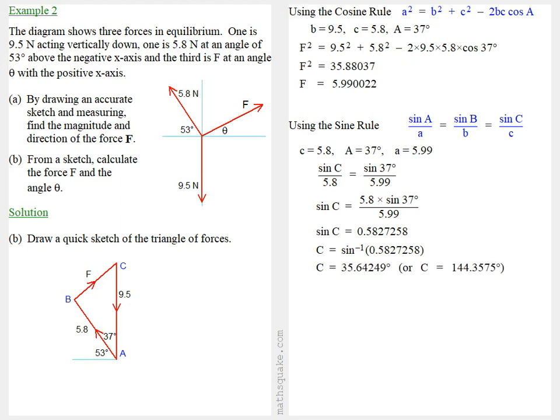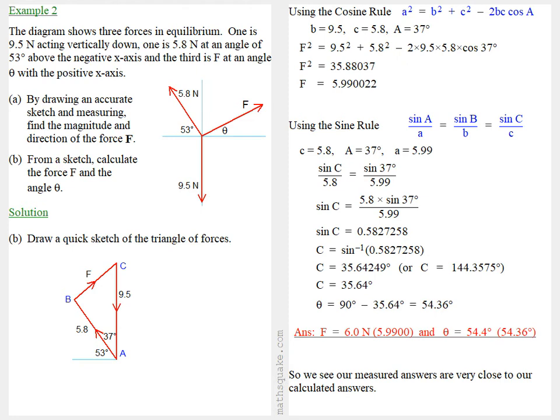So C turns out to be 35.64249, or we can have 180 minus that, 144.35 degrees, although that's far too large, and so our answer is C is 35.64. Now theta is 90 minus C, so it works out to be 54.36 degrees. So we get the force F is 6.0 newtons and theta is 54.4 degrees. So we see our measured answers are very close to our calculated answers.